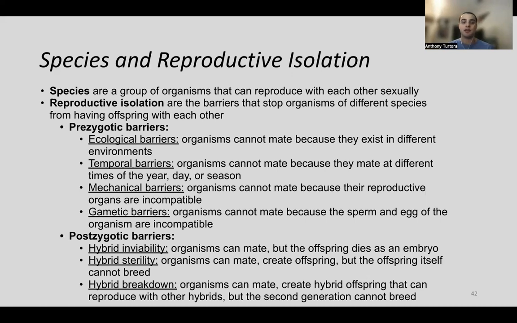So now post-zygotic barriers. First we have hybrid viability. These are when organisms can mate, but the offspring dies as an embryo. Hybrid sterility: organisms can mate, they can produce offspring, but the offspring itself can't breed. And then hybrid breakdown: organisms can mate, create hybrid offspring that can also reproduce with other hybrids, but for some reason, the second generation is unable to breed.